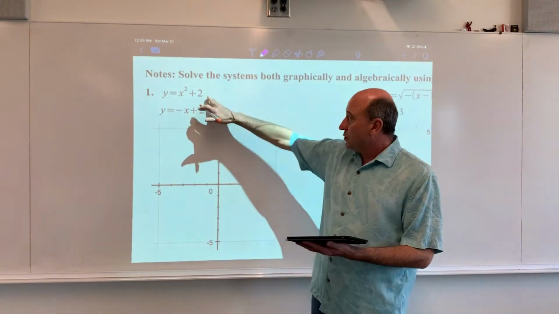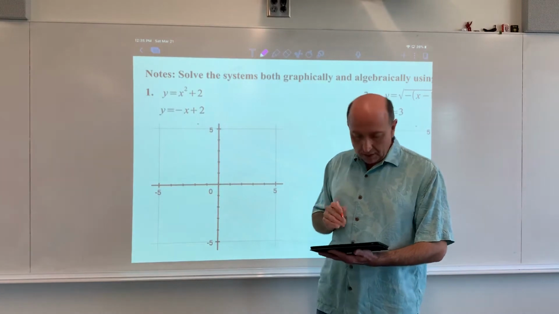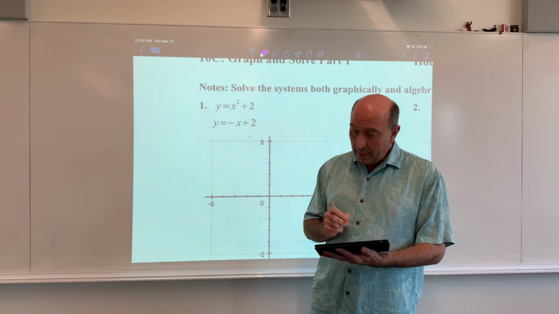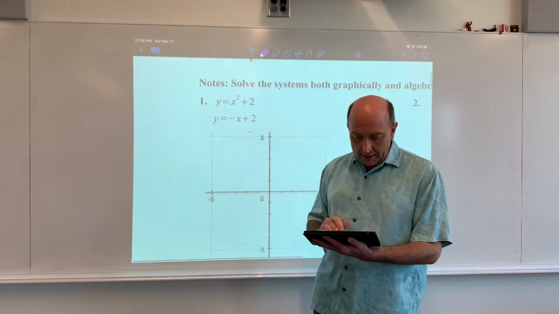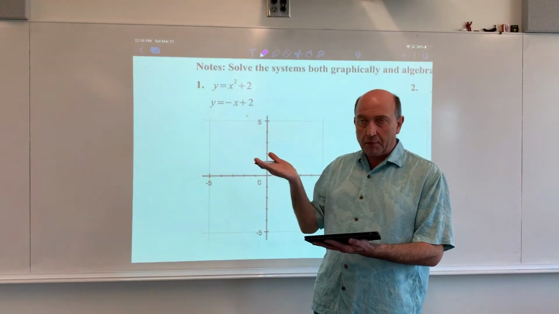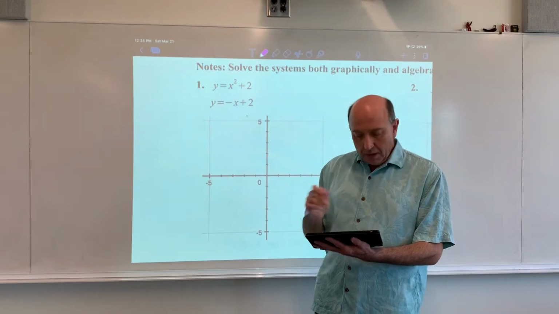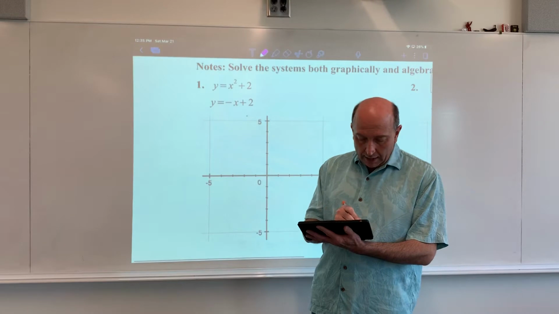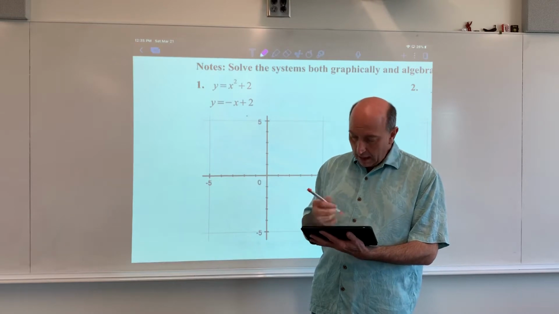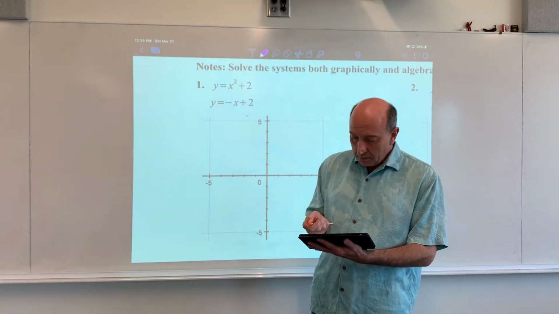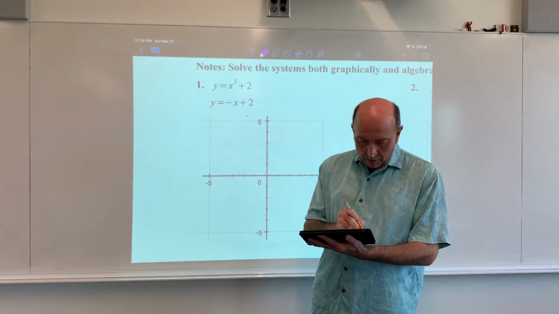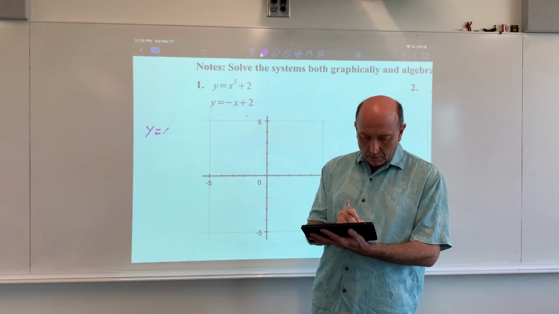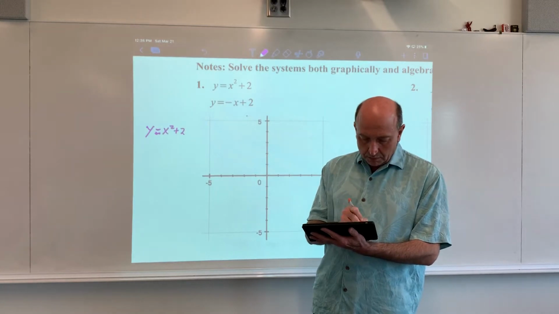x squared plus 2. I'll attempt to graph this. Okay, let's see, x squared, I know it's a parabola, and plus 2 at the end. I think a number at the end moved it up 2, but we haven't talked about that in detail. So I will go ahead and make a table for y equals x squared plus 2.